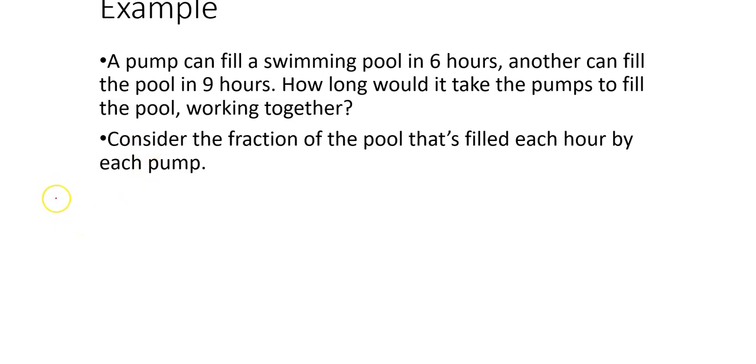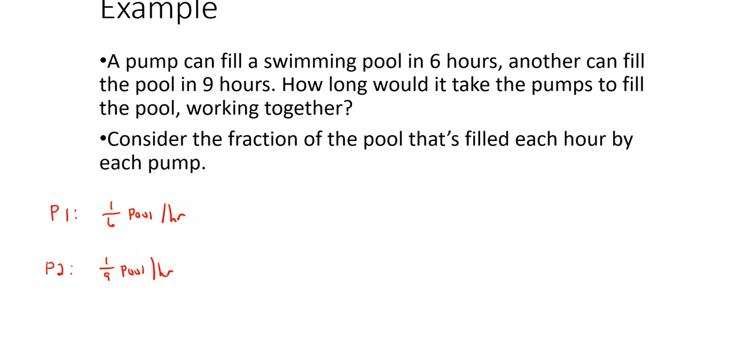Pump number 1 can fill the swimming pool in 6 hours. So each hour it fills 1/6 of the pool, right? If it takes 6 hours, it fills a sixth plus a sixth plus a sixth, and it does that 6 times till the whole pool is filled. Pump number 2 is a little bit slower, not as much power, and fills the pool in 9 hours. So it fills 1/9 of the pool per hour, right? 1/9 plus 1/9 plus 1/9, 9 times will fill up the whole pool.